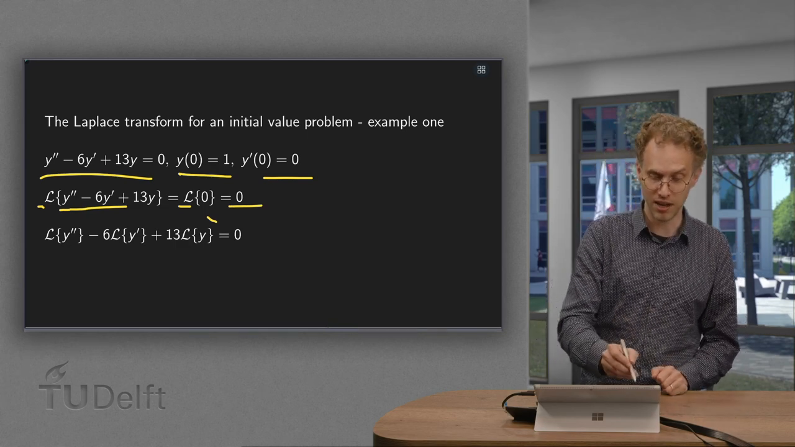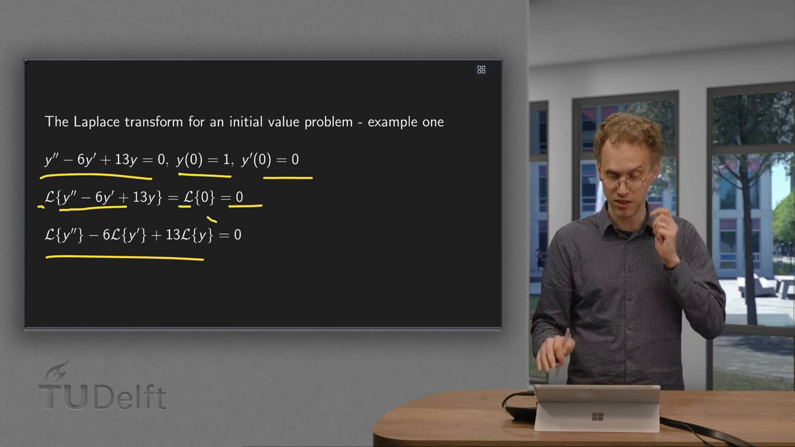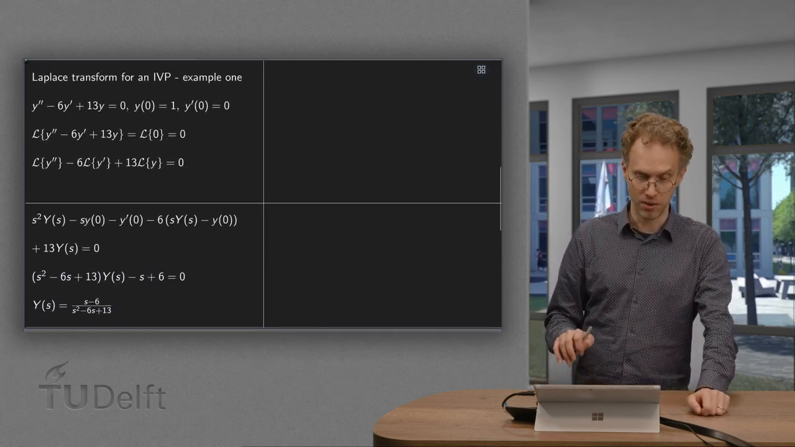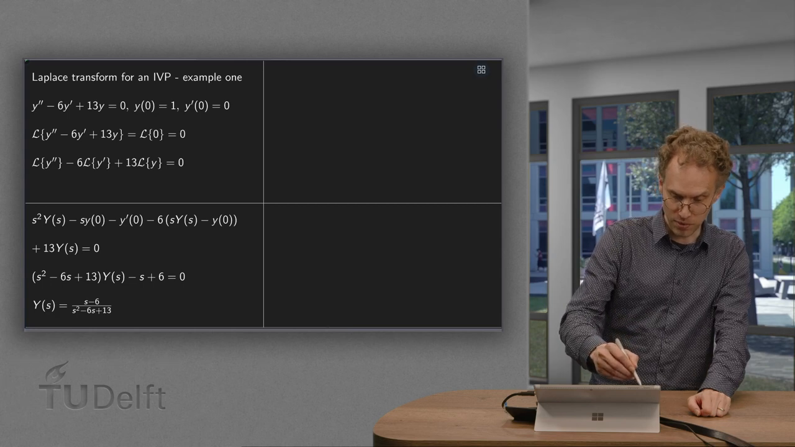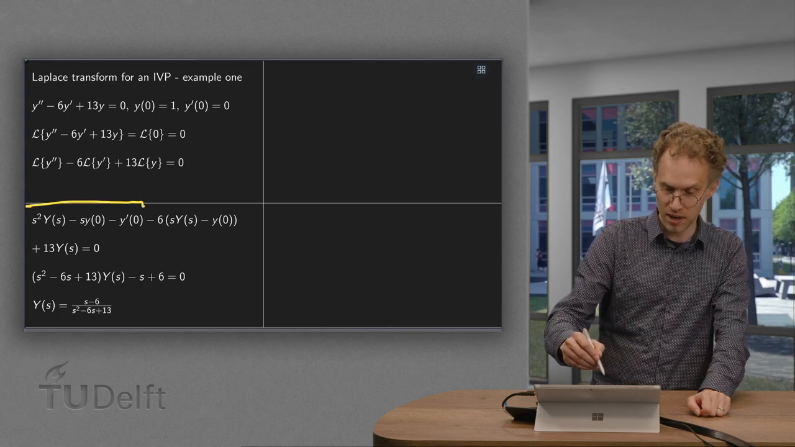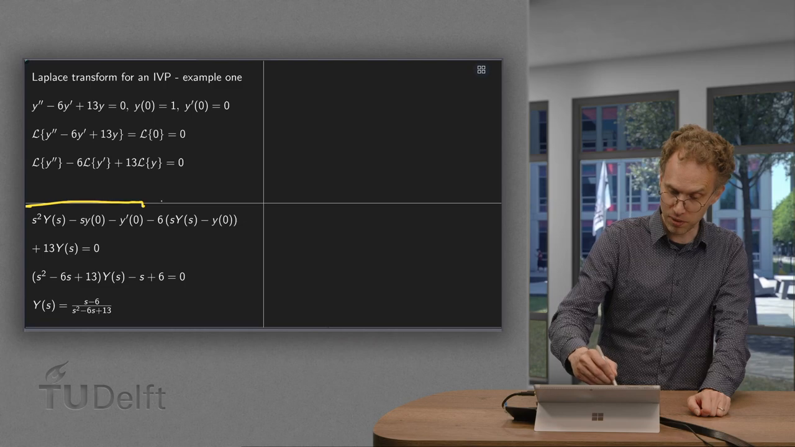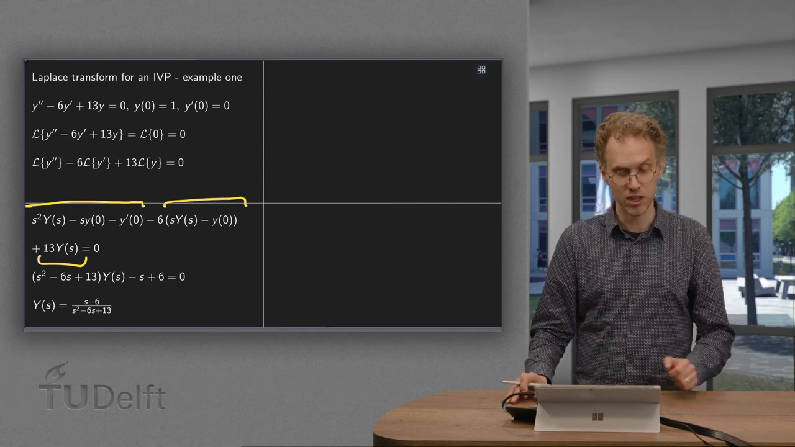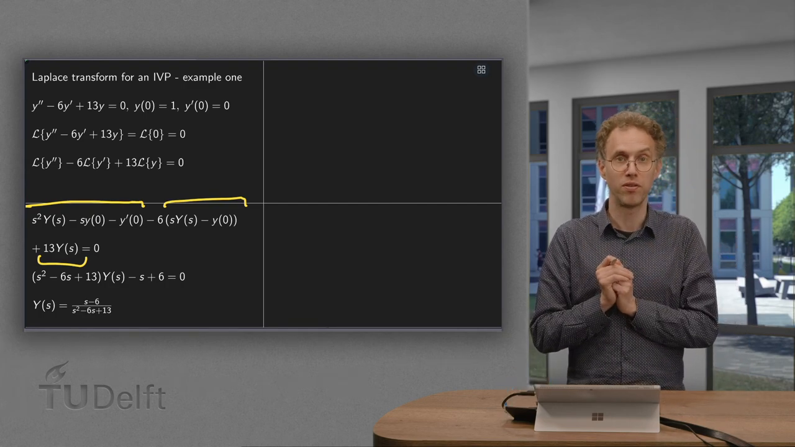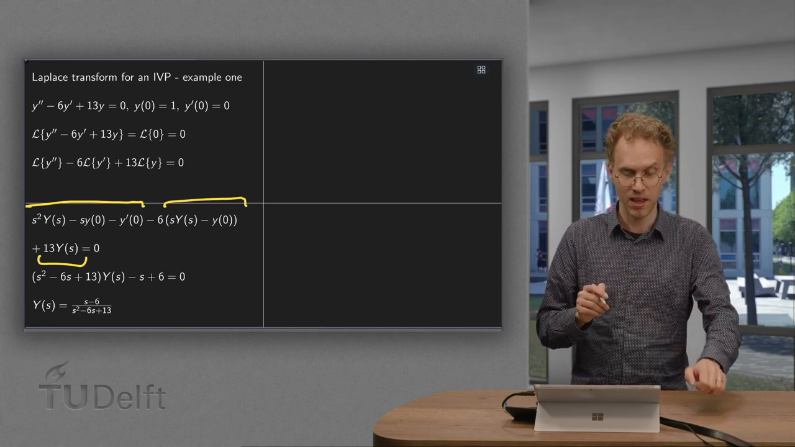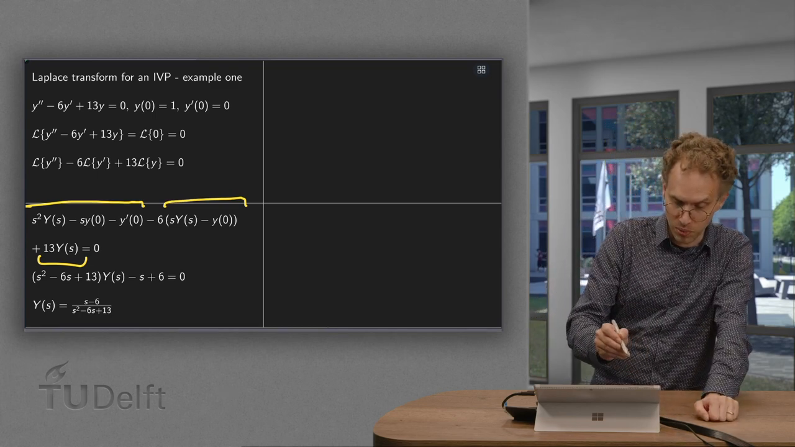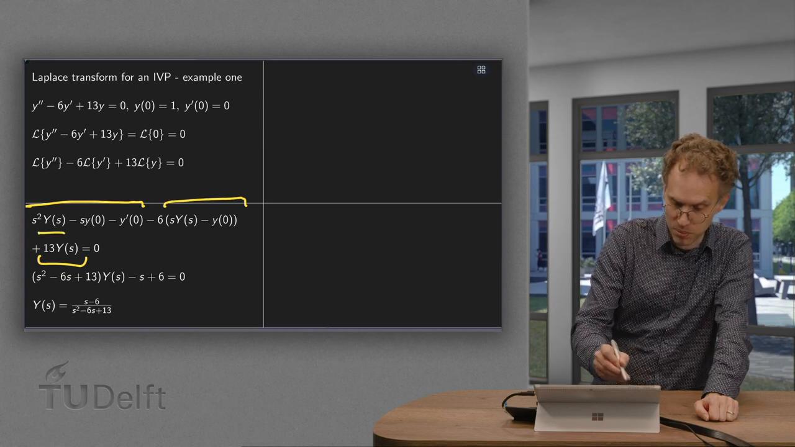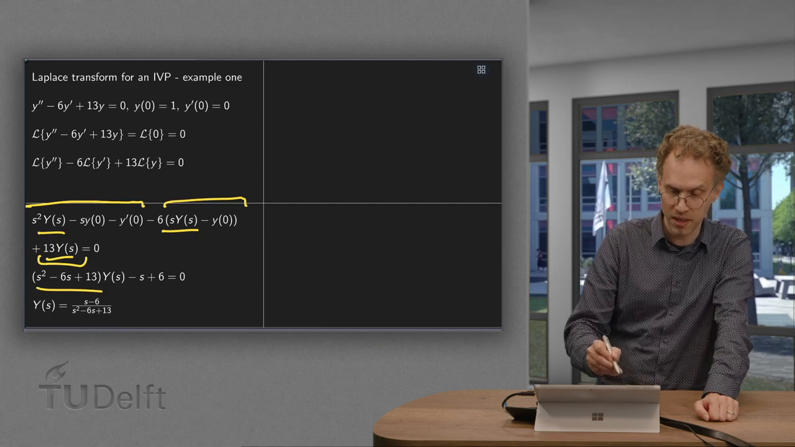The Laplace transform is linear, so we can split the left hand side up. And what do we get? The Laplace transform of y double prime over here, minus 6 times the Laplace transform of y prime over here, plus 13 times the Laplace transform of y. So we call the Laplace transform of y capital Y of s. Then we collect all terms with a Y, so an s squared times Y, a minus 6 s times Y, and a 13 times Y.